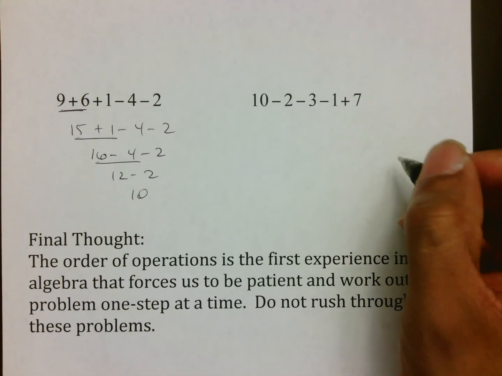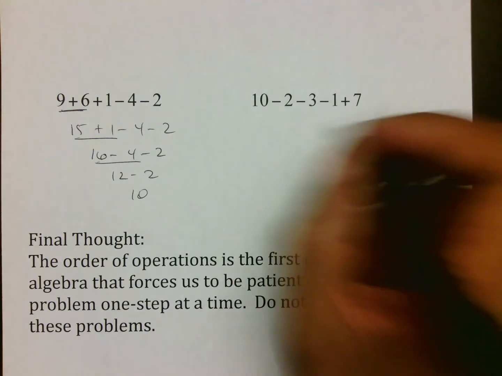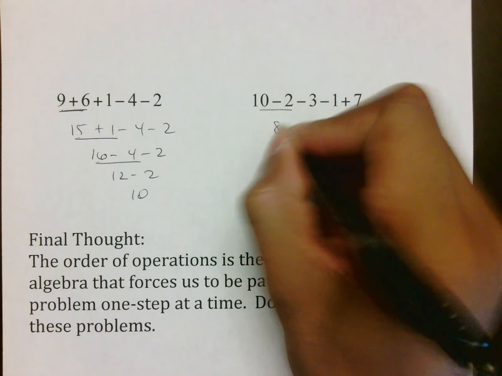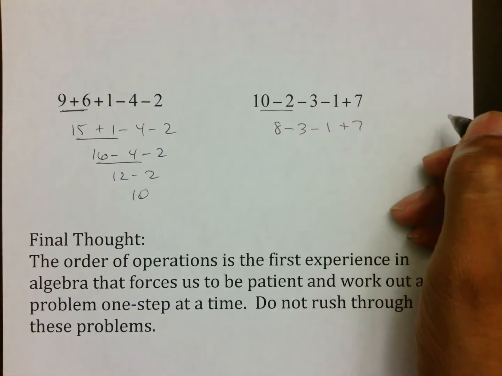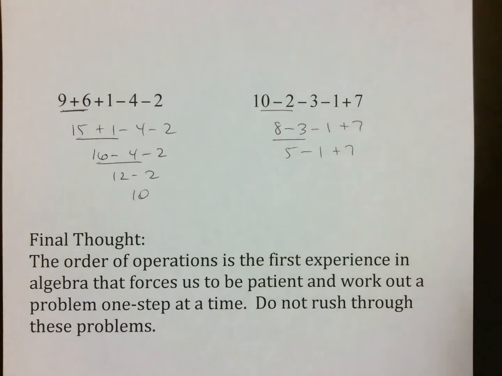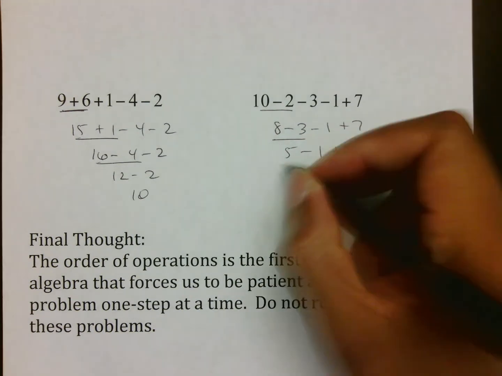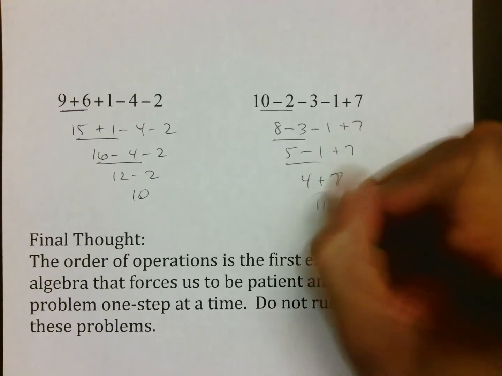Again, it's not hard, just make sure you practice it the way it is done here. 10 minus 2 minus 3 minus 1 plus 7, this turns into an 8, and you bring down everything else. This turns into a 5, and you bring down everything else. This turns into a 4, and bring down everything else, and in the end you get 11.